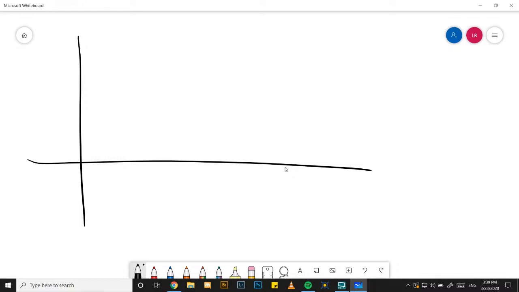So, an example of something like this, where limits would be useful, is if you had a function that looked like this, and like that.